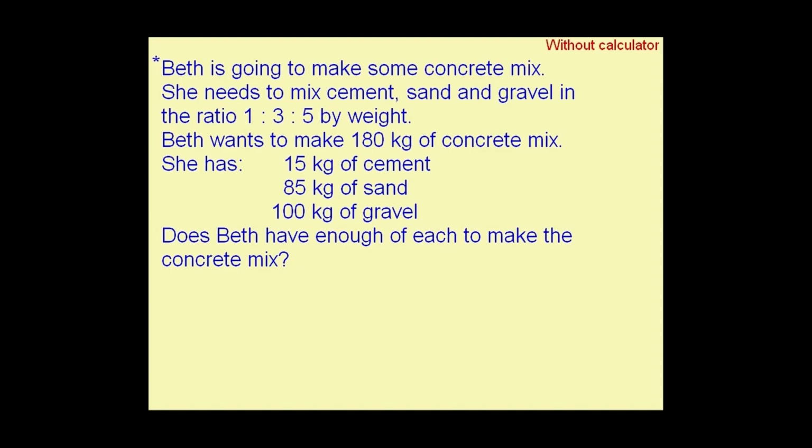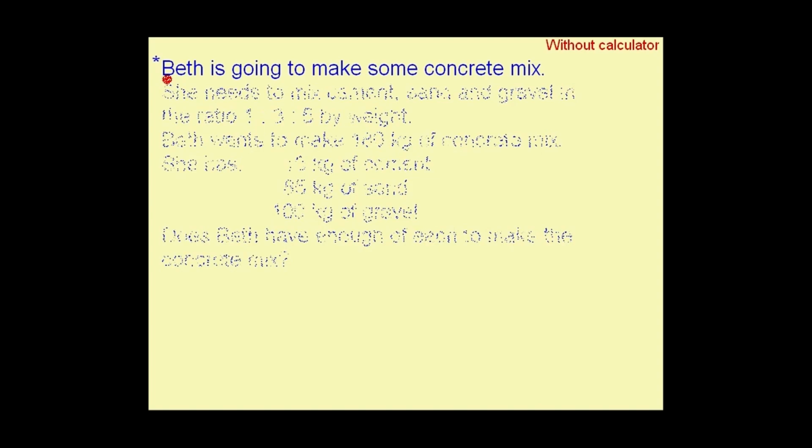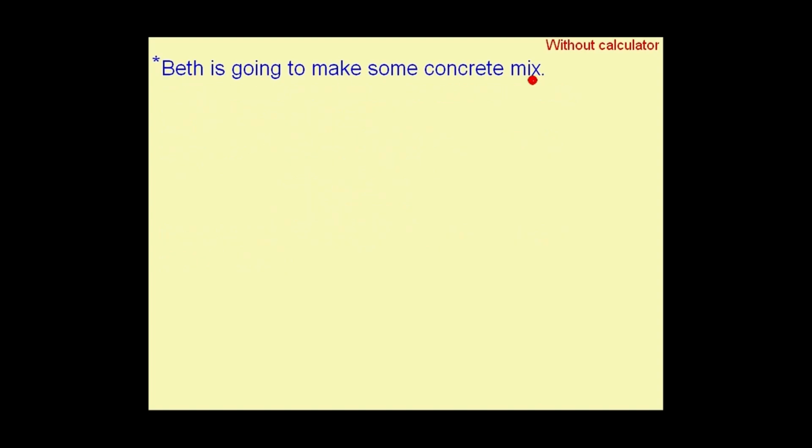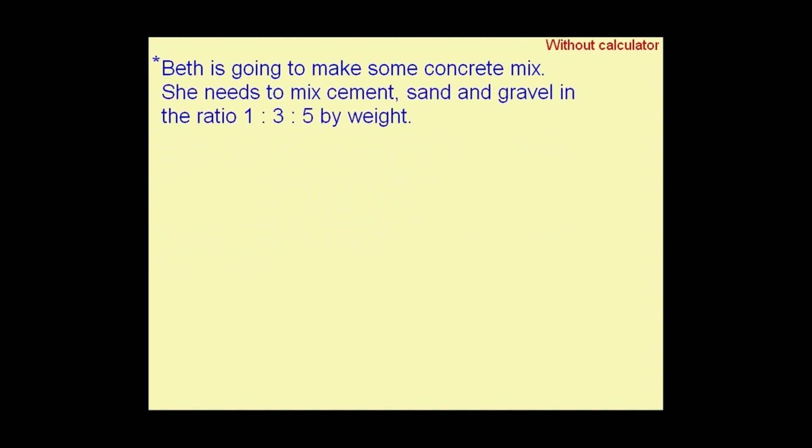This question is quite difficult again, so I'm going to use the line-by-line approach. No maths in the first line, so let's look at the second line. Aha! The second line gives me a ratio that I can set up. So the ratio is 1 to 3 to 5, and this is cement, sand, and gravel.